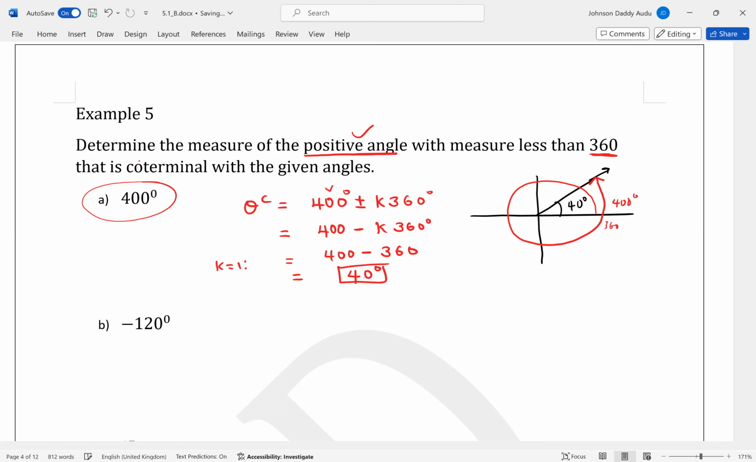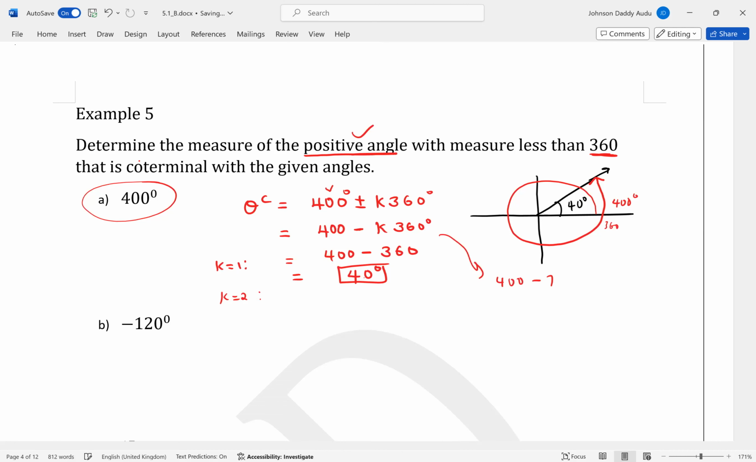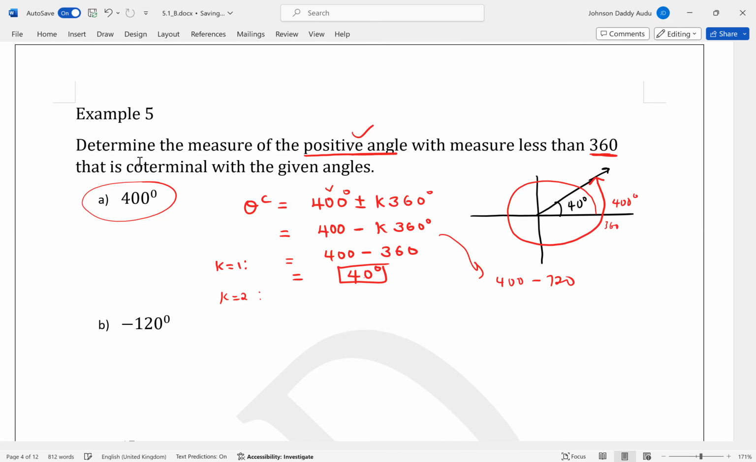All right. Now, why is this the only answer? Because if we take k to be 2 instead of k to be 1, we are going to have 400 minus 720, which will become a negative number. So we don't need that. So the best one is k equals 1.